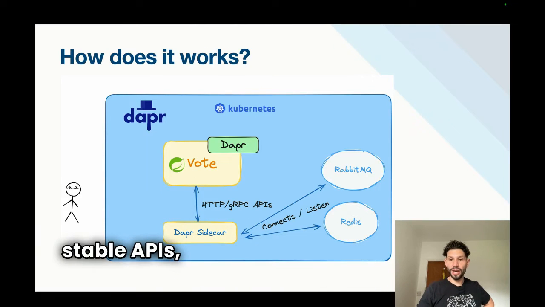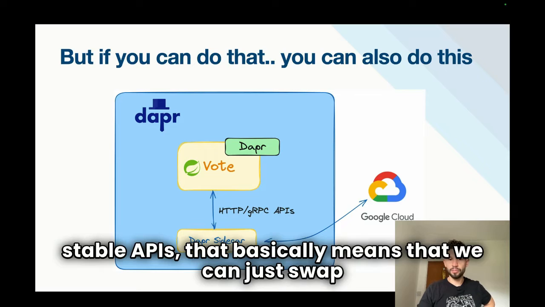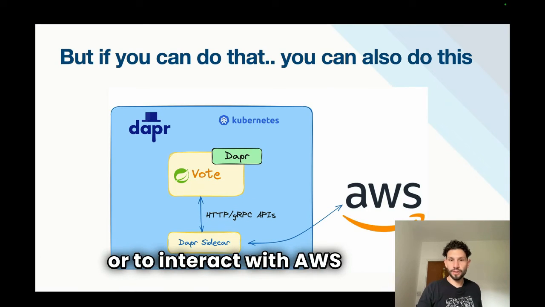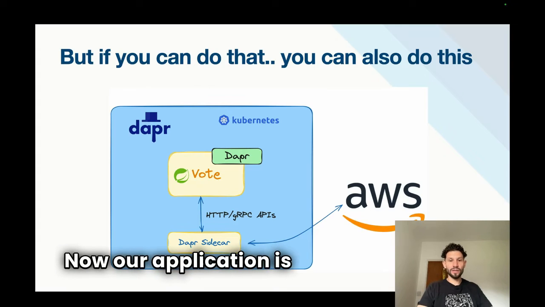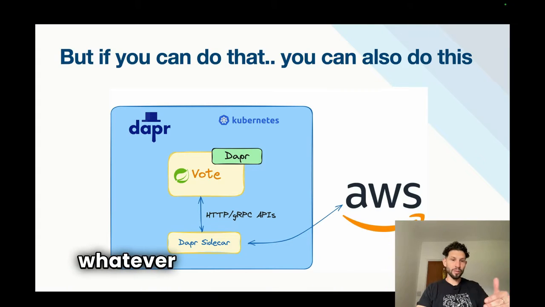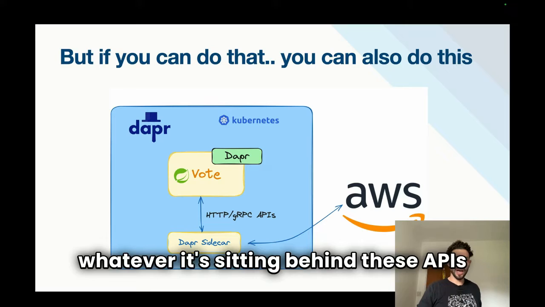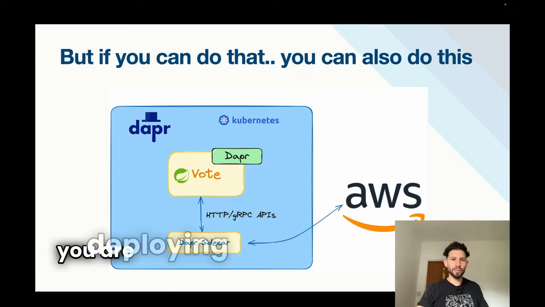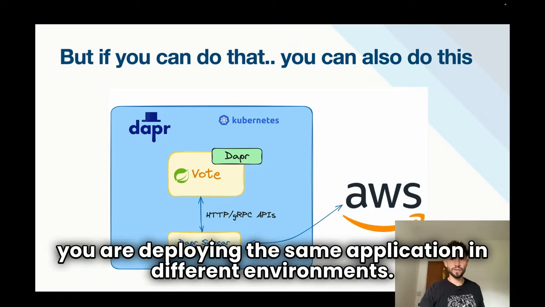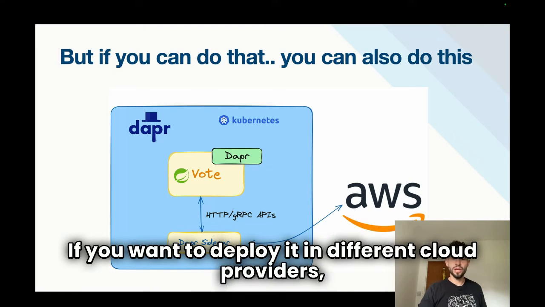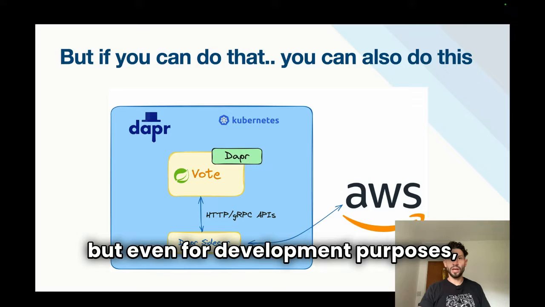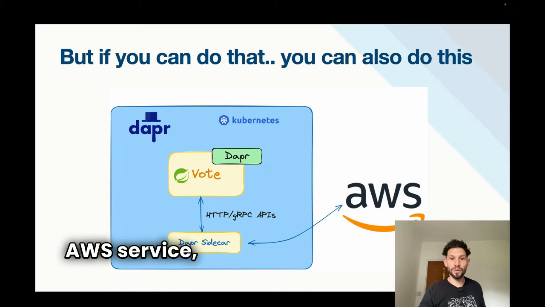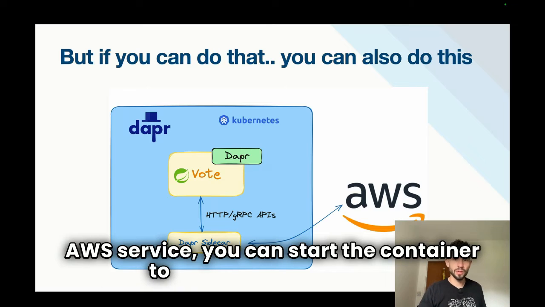We have stable APIs. That basically means that we can just swap the implementation to interact with Google Cloud or to interact with AWS services. Now our application is independent from whatever is sitting behind these APIs that the Dapr sidecar is providing. And that will save you quite a lot of time if you're deploying the same application in different environments, if you want to deploy it in different cloud providers, but even for development purposes, right? Sometimes you just want to run the application locally, you want to connect to an AWS service, you can start the container to bootstrap Postgres.